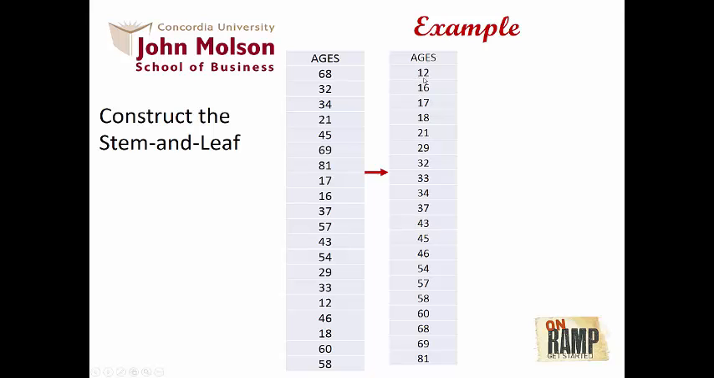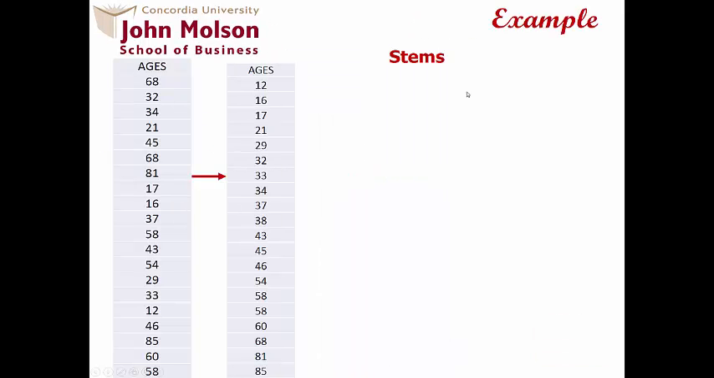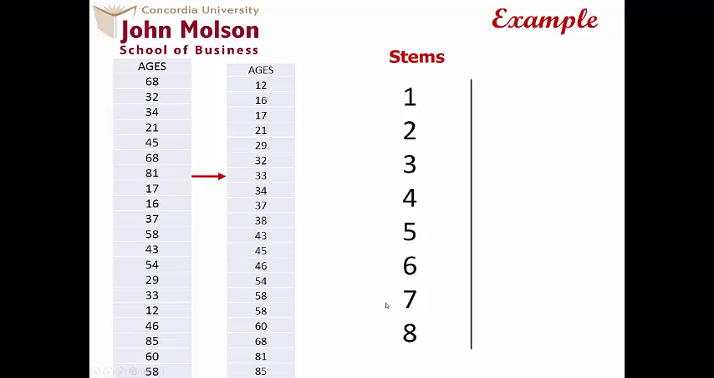1, 2. So this is 12. Is it more important to know that this person is in his or her teens, or that their age finished by 2? Think about this person who's 32. Is it more important to know this person is in his 30s than to know his age finished by 2? So we see that the first number of these observations seems the most important one. This is the stem. Therefore, the stem in this case will be 1, 2, 3 for each of the numbers.